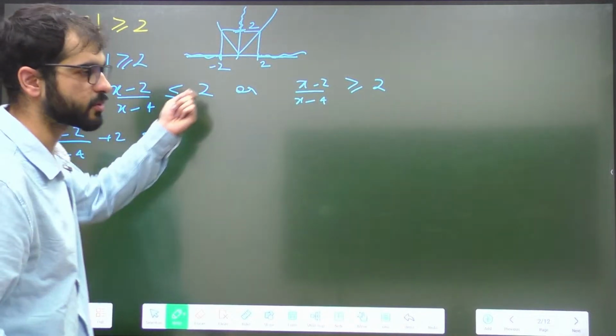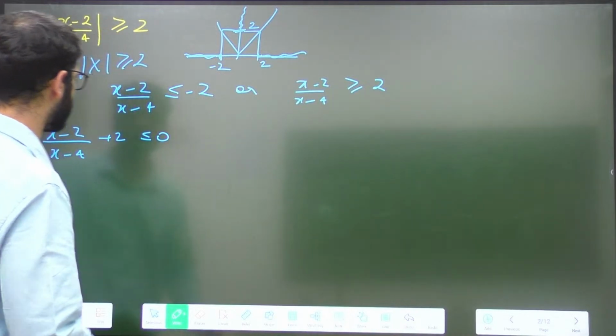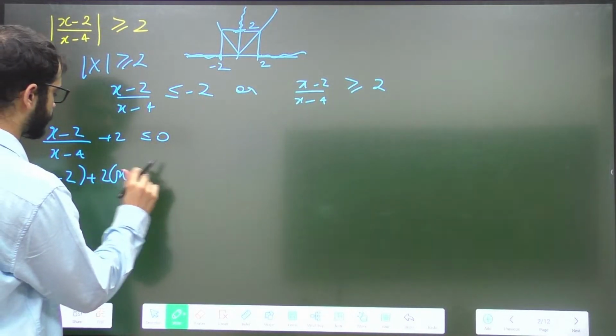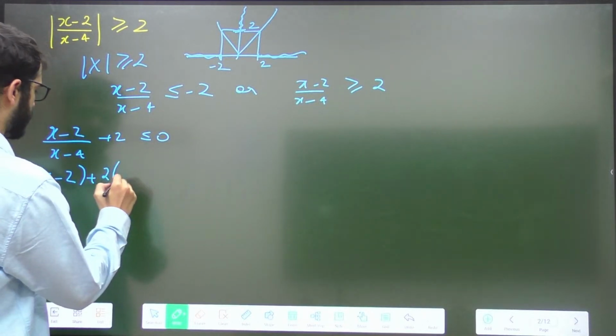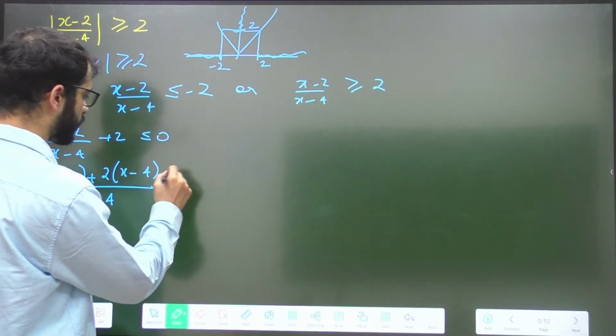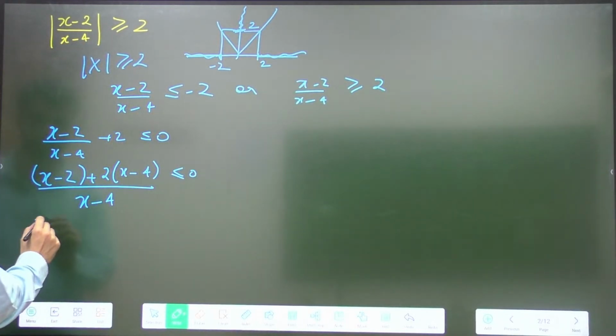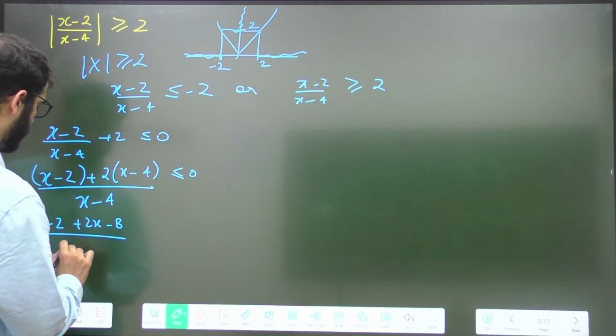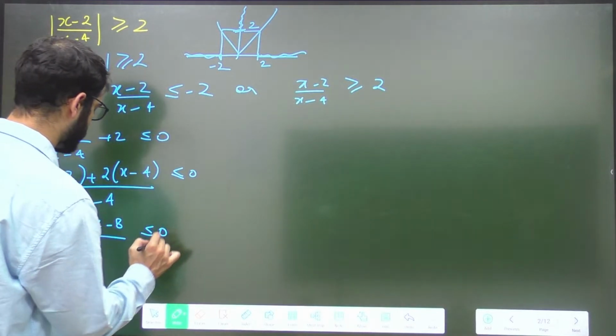Why am I not cross multiplying? The reason was discussed in the earlier lectures. Now let's move forward. This is x minus 2 plus twice of x minus 4. Then in the denominator I'll write x minus 4 less than or equal to 0. This becomes x minus 2 plus 2x minus 8 upon x minus 4 less than or equal to 0.